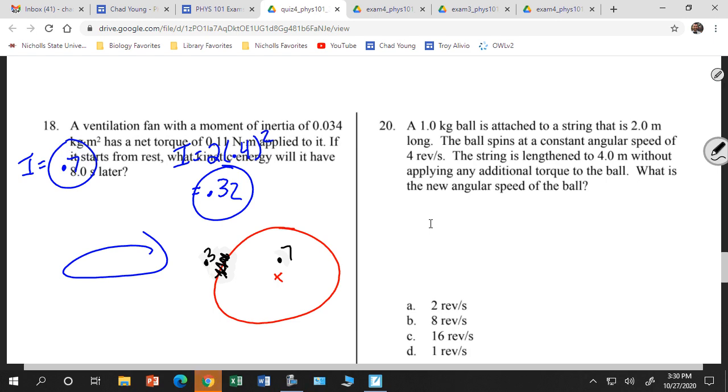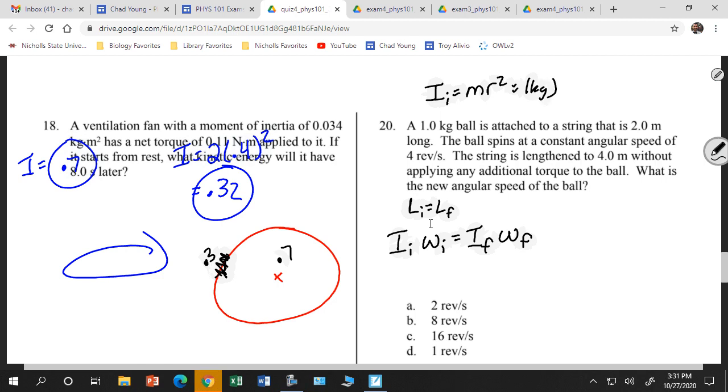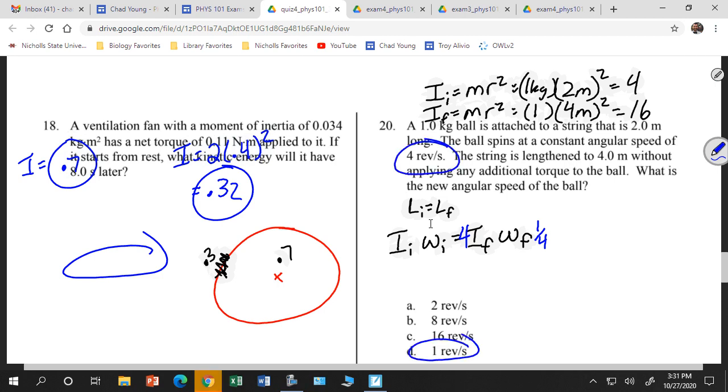Number 20 is an angular momentum problem, conservation of angular momentum. And the approach on this will be to say that Li is equal to Lf. Our I initial, omega initial, equals I final, omega final. And so I had this 1 kilogram ball that initially has a moment of inertia of mr squared. That's going to be 1 kilogram times 2 meters squared, so that's 4. And then the length of it gets longer, so 1 kilogram times 4 meters squared is 16. So my moment of inertia increases by a factor of 4. It goes from 4 to 16. That means that my angular velocity has to go down by a factor of 4. So whereas it was 4 revolutions per second, now it has to be 1 revolution per second.